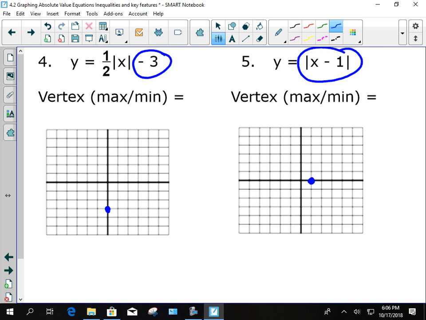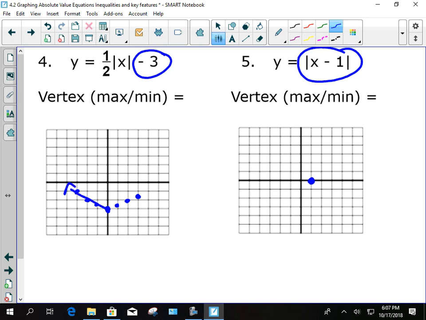Usually we go up 1 over 1, right? Well, this time we're going to go up a half over 1. Up a half over 1. Okay? So what does this do? It spreads it out. It makes it wider.